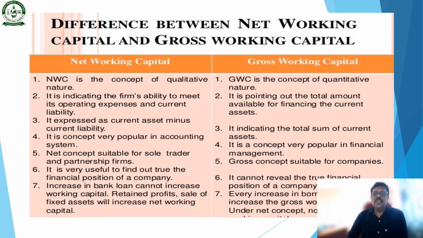The difference between net working capital and gross working capital. Net working capital is a concept of qualitative nature. Gross working capital is a concept of quantitative nature. So there are many differences between net working capital and gross working capital. Net working capital is expressed as current assets minus current liabilities, whereas gross working capital indicates the total sum of current assets.